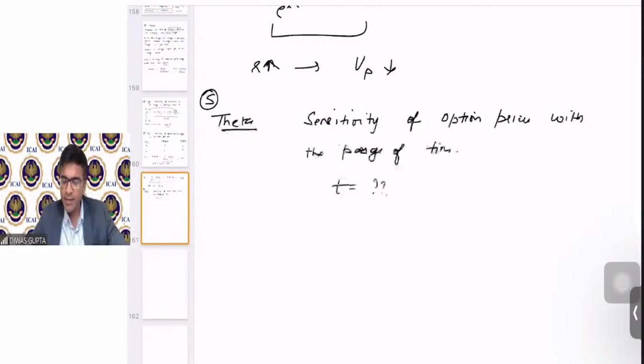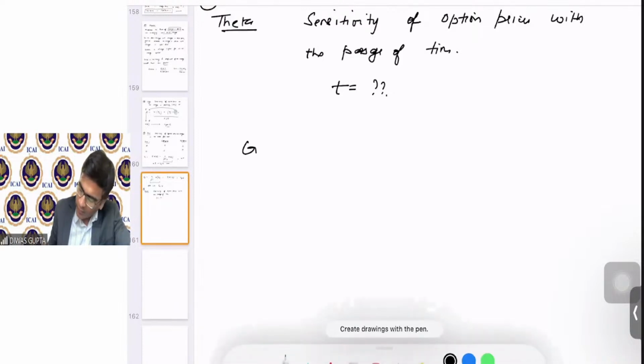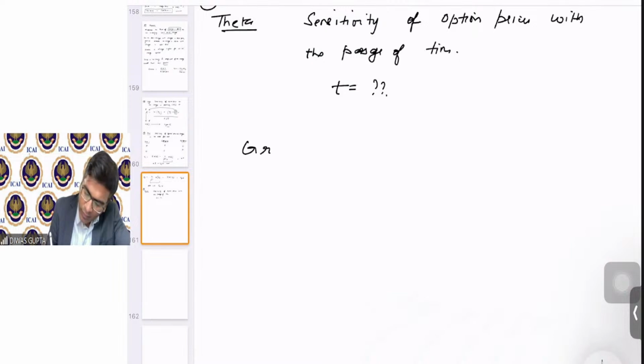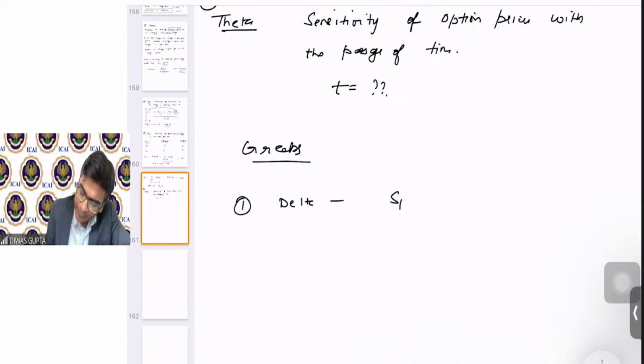Let me just quickly summarize the Greeks and then we will move to the other parts of derivatives. Okay, students, on Greeks, we discussed five Greeks, right? Starting from delta. Delta is the Greek for spot price. Then we studied Vega, which is the volatility related Greek.